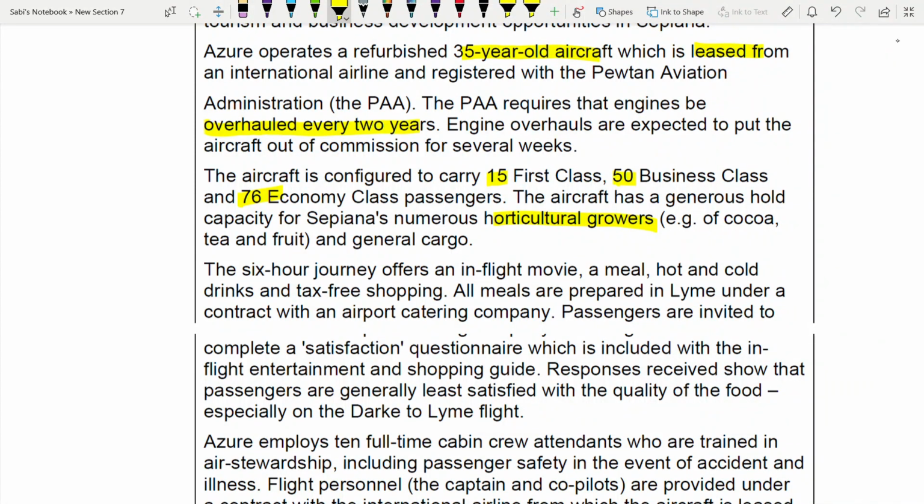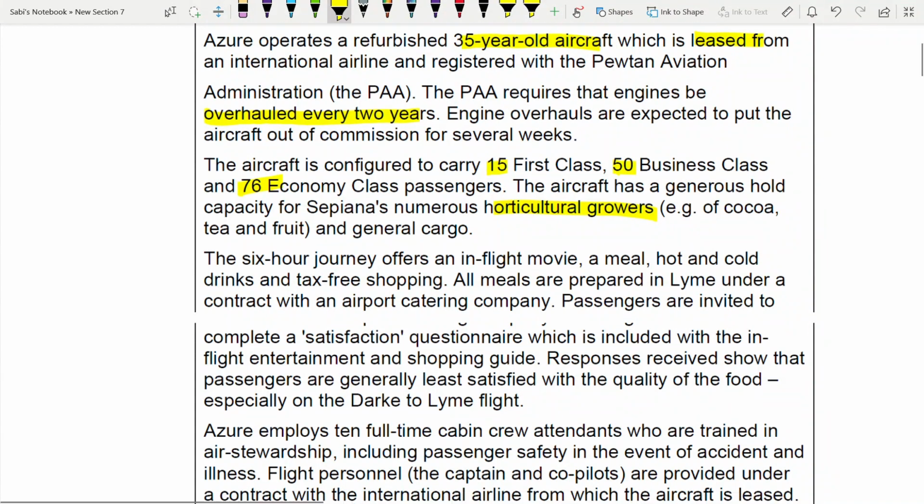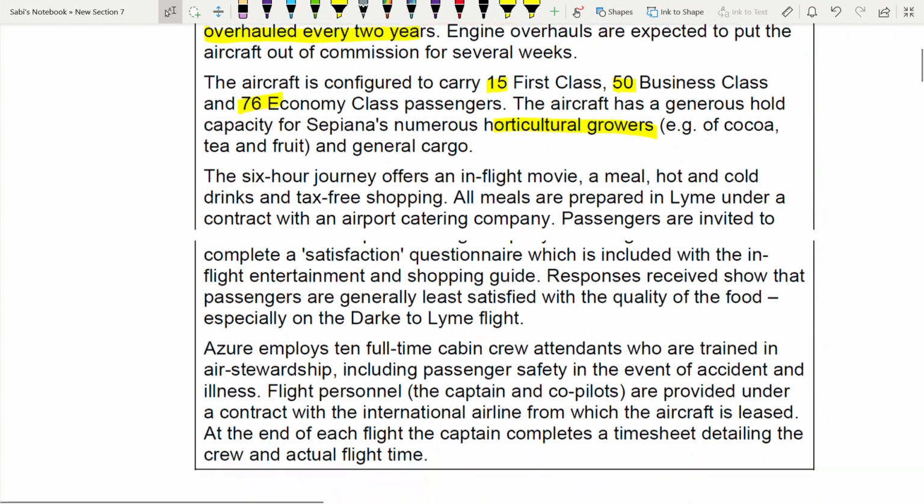Then they have a 6-hour journey which offers an in-flight movie and a meal, hot and cold, and the meals are prepared under a contract with a catering company. Passengers are invited to complete a satisfaction questionnaire, and according to it, passengers are least satisfied with the quality of the food. So this is another risk.